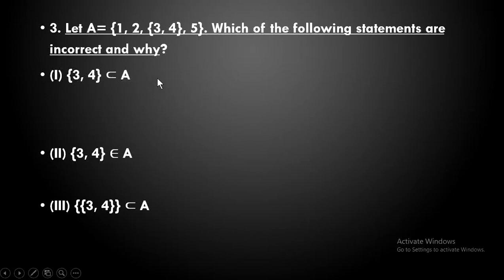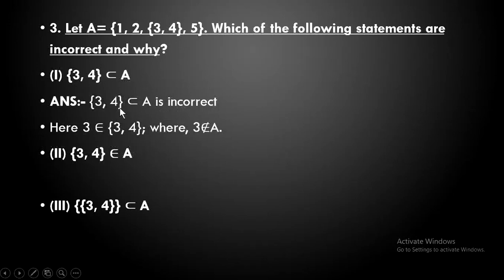So if they would have written set and then inside that they would have written set of 3, 4 and then closed again one more outside set, then it would have been correct. So this is an incorrect statement because if you see here, 3 will belong to this small set, but 3 cannot belong to A because here 3, 4 along with the set is one element in this.